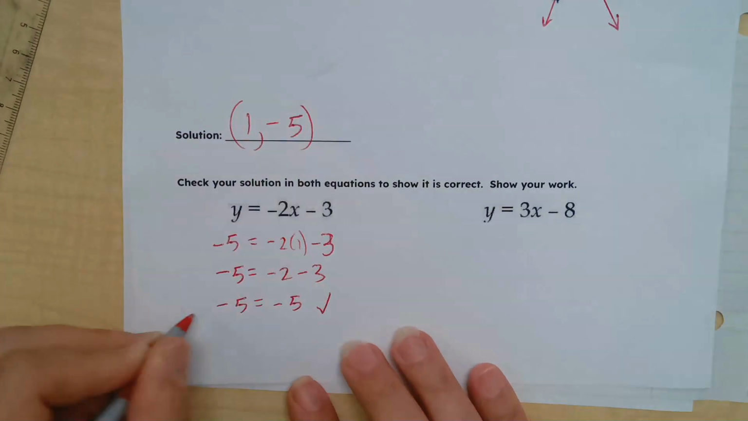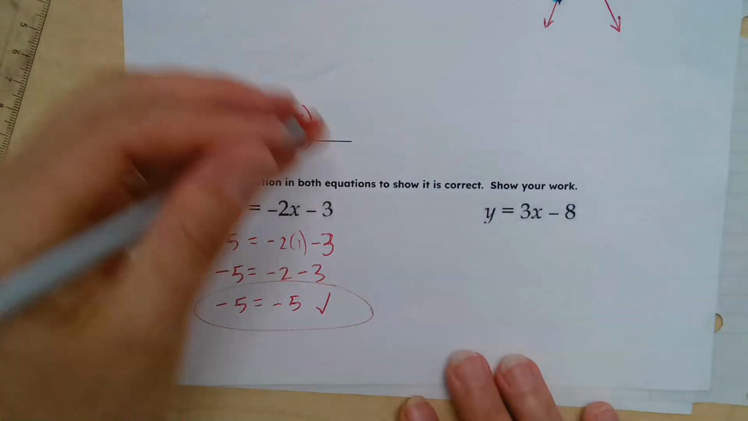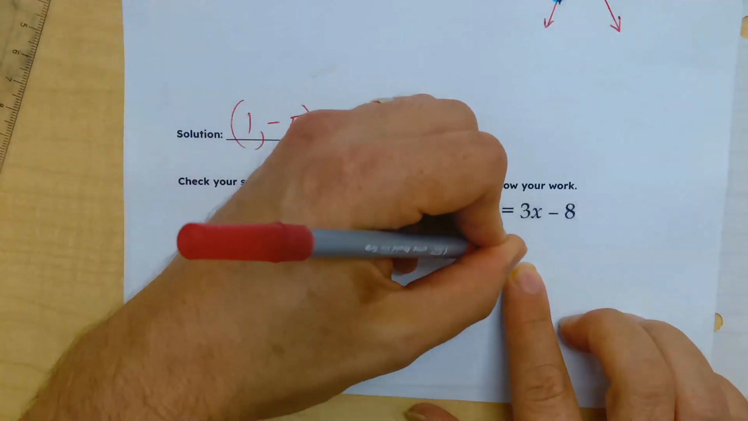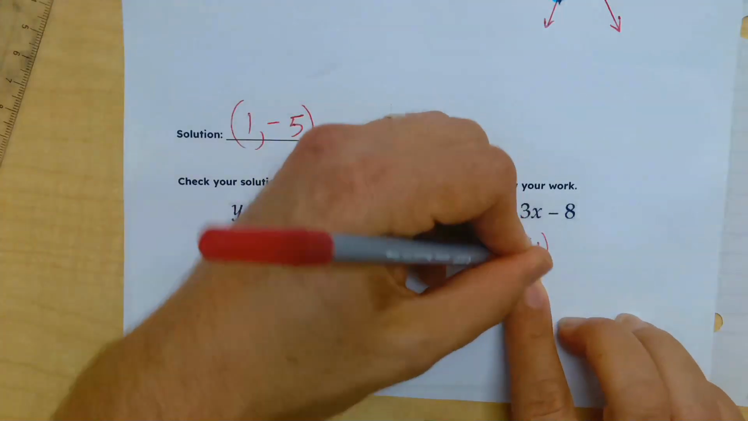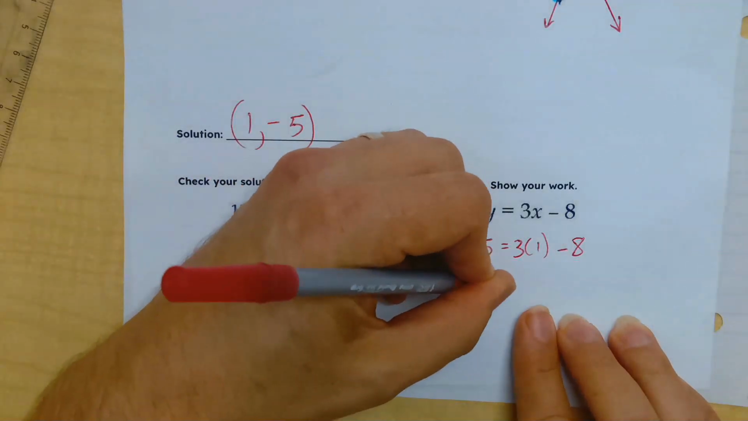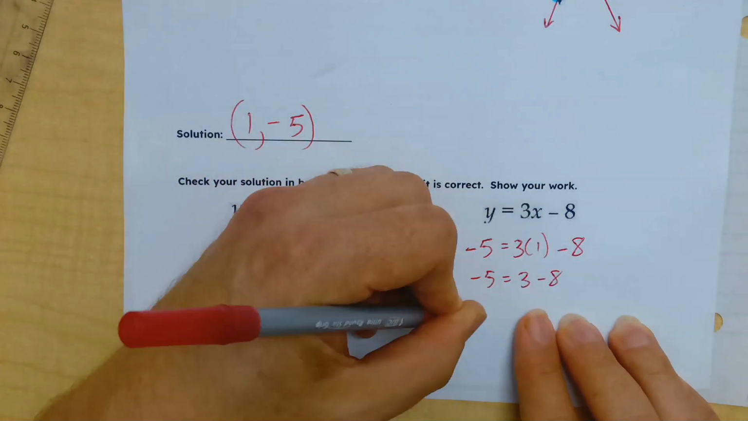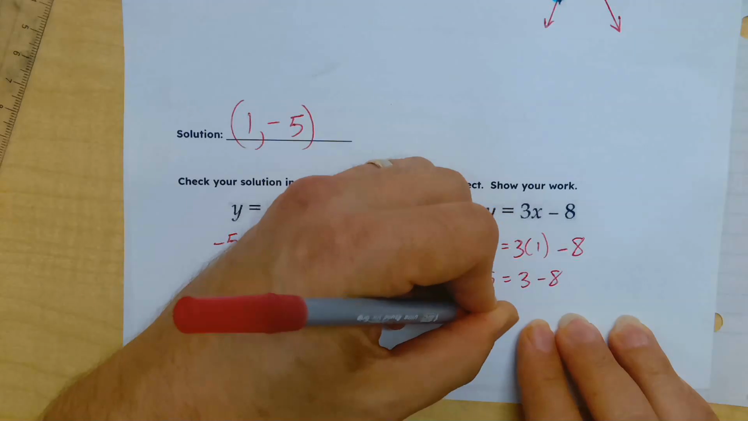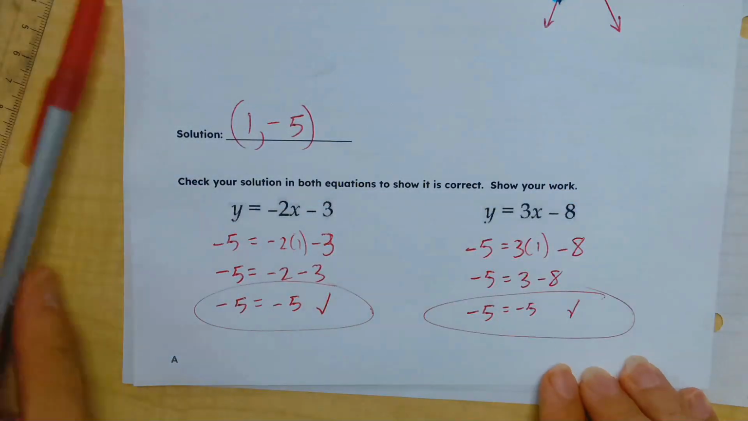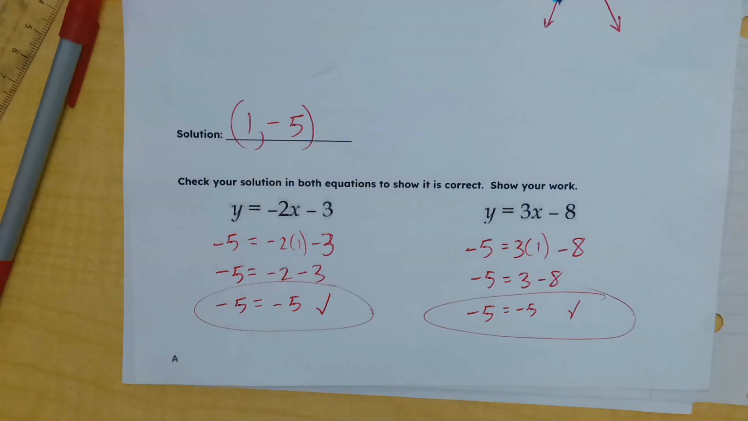Check. Yay. Okay, now let's check here. So here we have -5 equals 3 times 1 minus 8. Okay, so -5 equals 3 minus 8, and voila, they are equal. Okay, so this is what they mean by check. And that is your practice quiz.